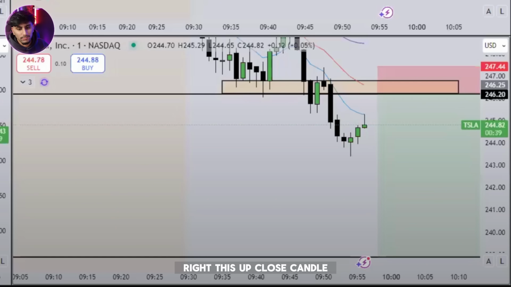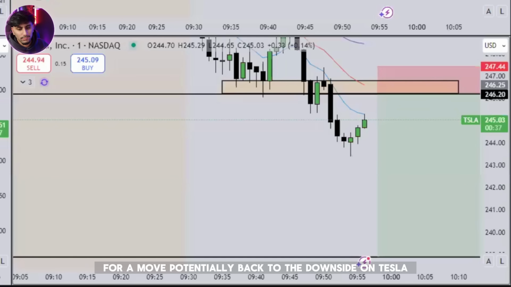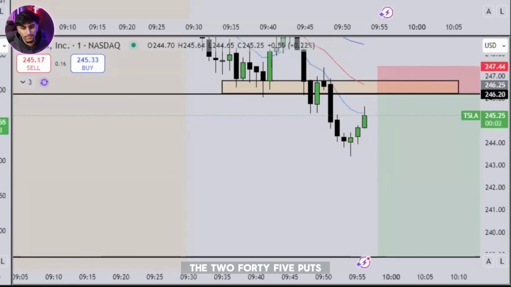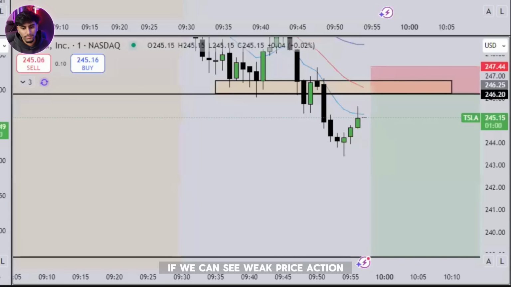Right, this up close candle, let's see the retest into this up close candle for a move potentially back to the downside. On Tesla, we'll see this retest level. For Tesla, I'd be looking at the 245 puts, if we can see weak price action.